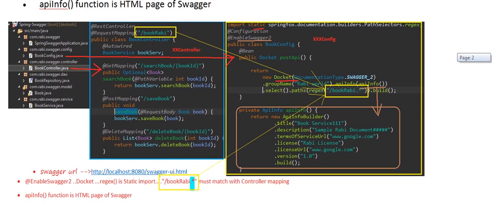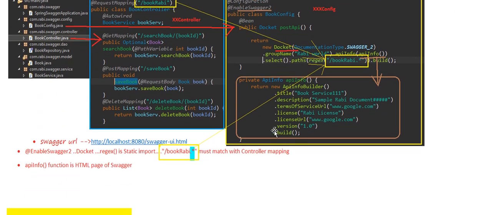And the Swagger URL is localhost:8080, since I did not specify any port number, followed by swagger-ui.html. And you know that here in the configuration file, one is the controller, and the other is the configuration file with @Configuration and @EnableSwagger2, and the bean you have to define, that's a Docket.